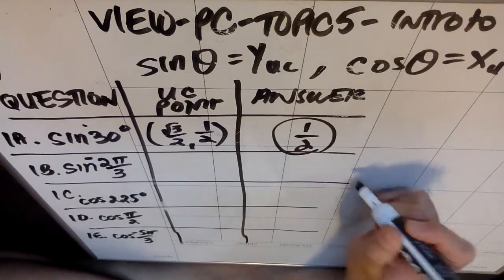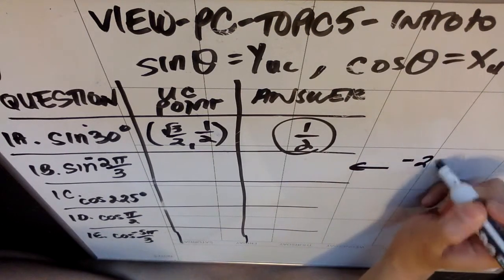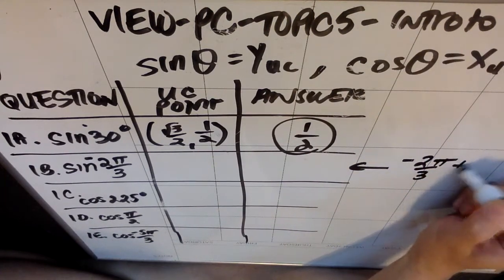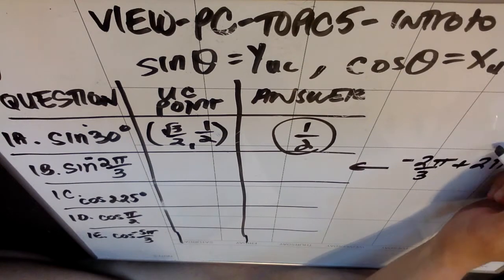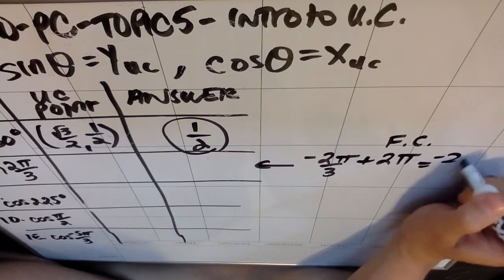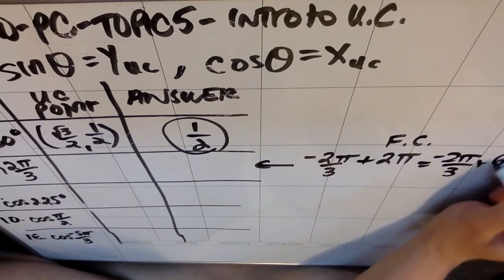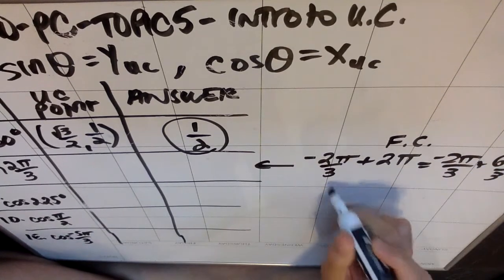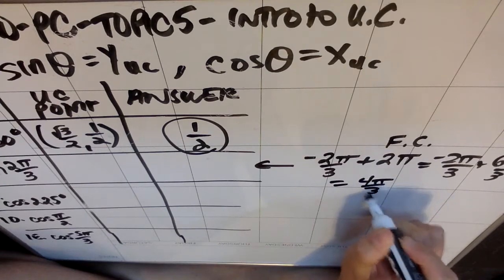The other way to do it is to say, hey, negative 2 pi over 3 isn't on the circle, but let me add a full circle, right? So I'm going to do FC for full circle. That would be negative 2 pi over 3 plus 6 pi over 3, which means that it's the same location as 4 pi over 3.